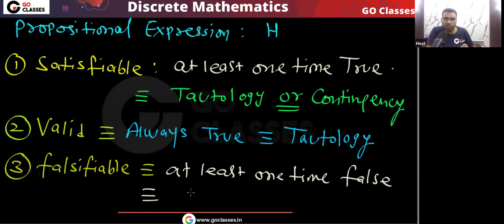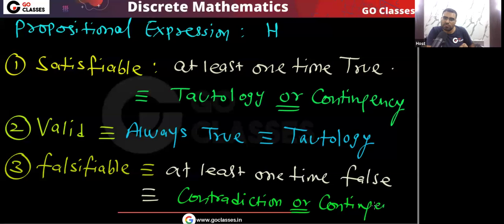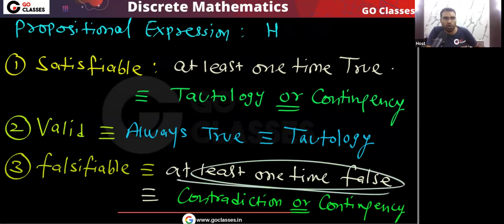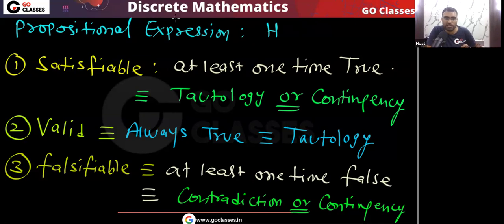So that is the same as what? That is the same as contradiction or contingency. Yes or no? Either it is contradiction or contingency. These definitions are clear. H is falsifiable if you can make it false in at least one case. So falsifiable simply means at least one time false. That means contradiction or contingency.